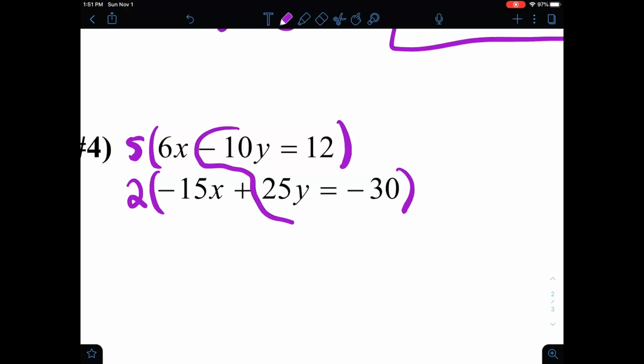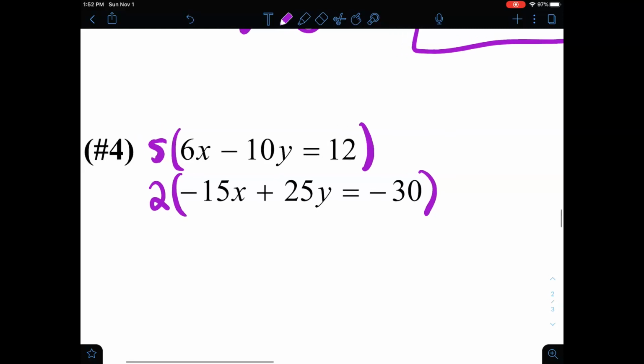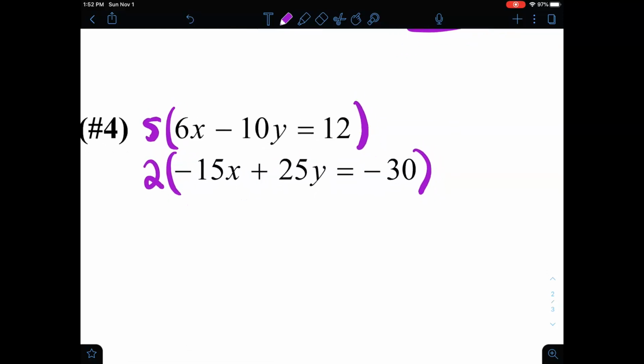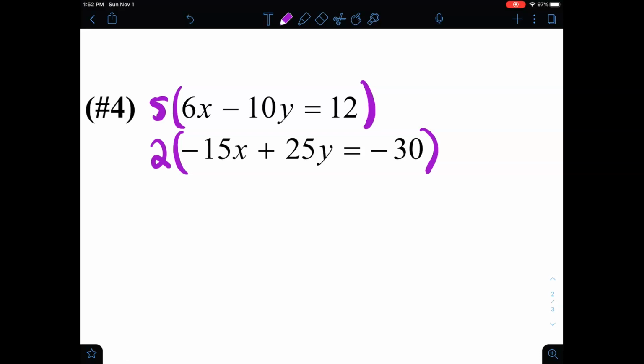Now for the negative 10y and 25y, what's the smallest number that divides by both 25 and negative 10? It's going to be 50, right? Negative 10 times what is 50? 5. And 25 times what is 50? 2. So this one actually works out both ways, and you'll see why. This is kind of a weird result. But you want to find the least common number that divides by all the numbers when you are multiplying, so you get opposites here. Now we've got to multiply the 5 times everything in the parentheses.